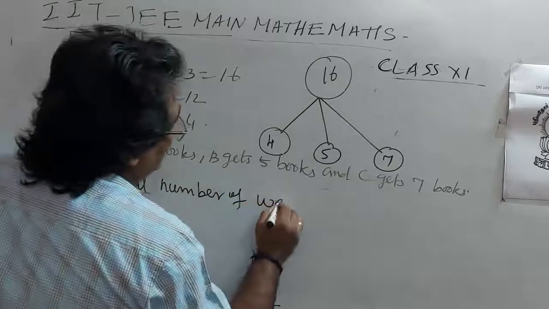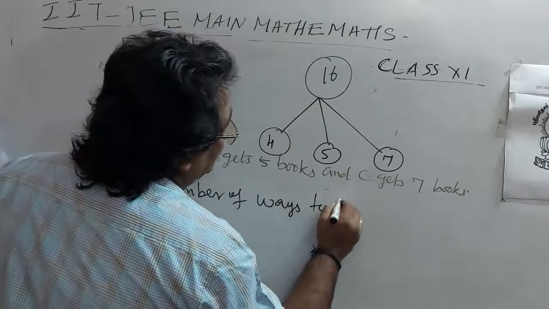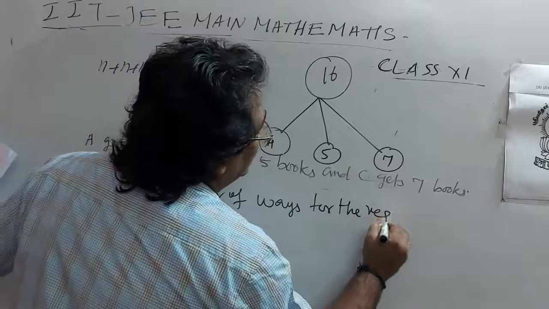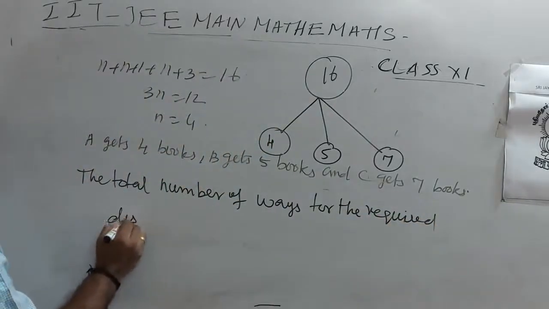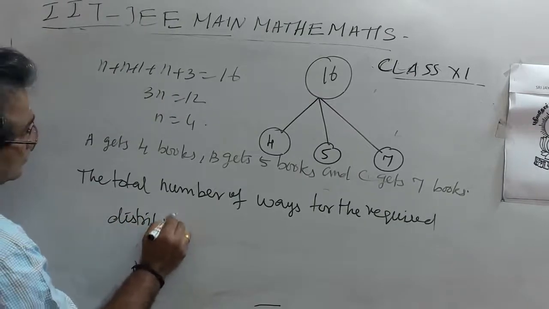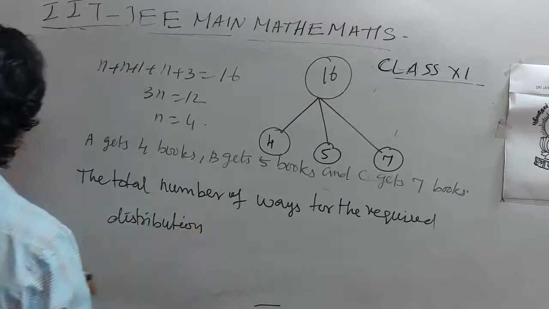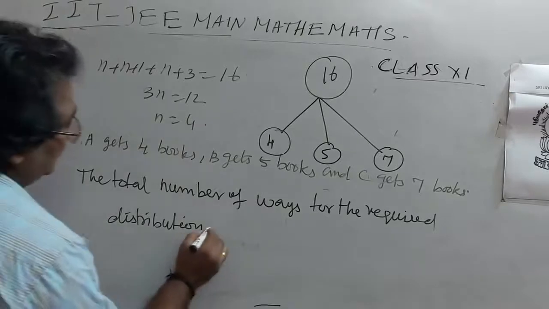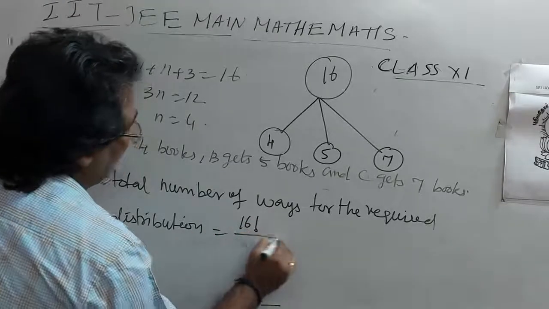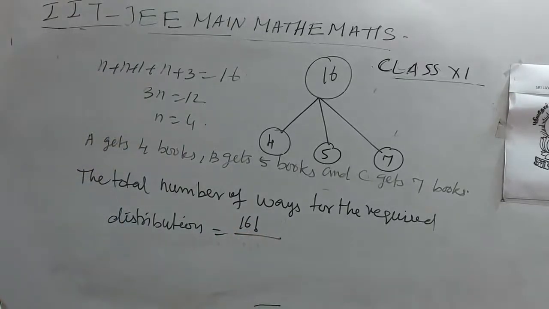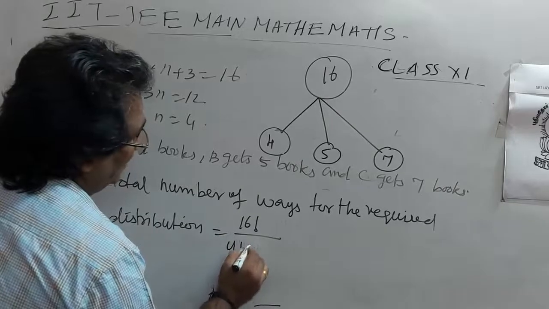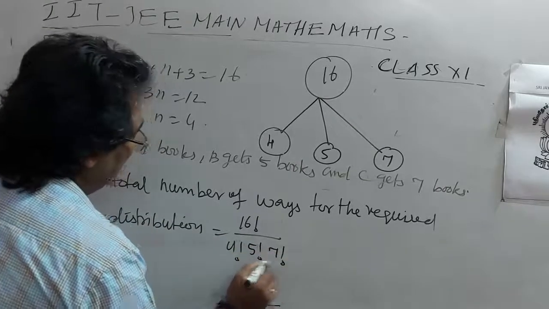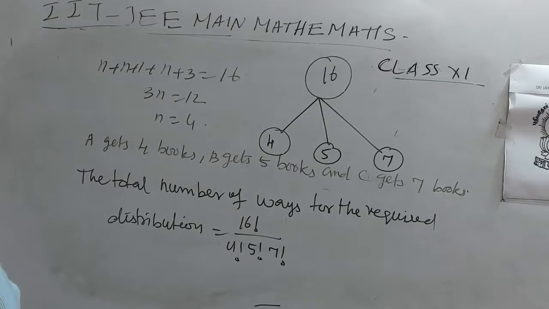The total number of ways for the required distribution: we have 16 factorial by 4 factorial into 5 factorial into 7 factorial.